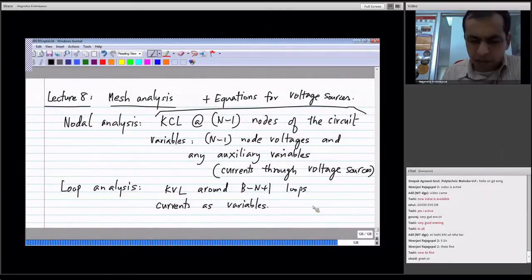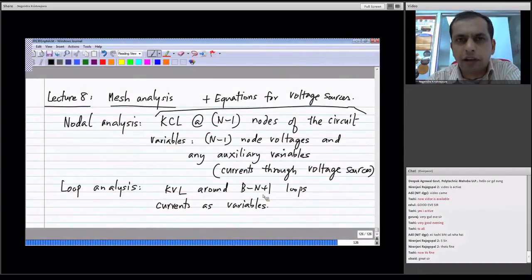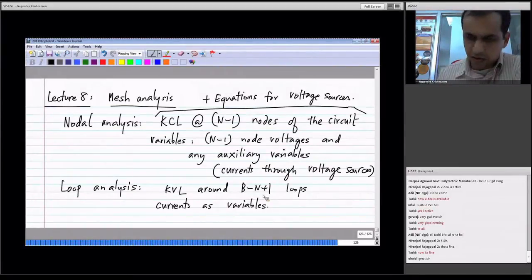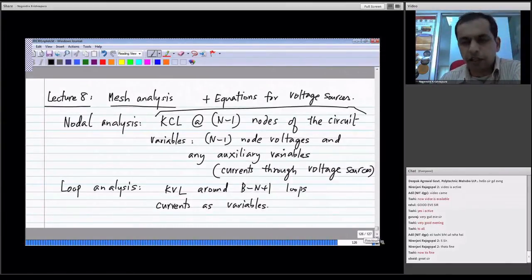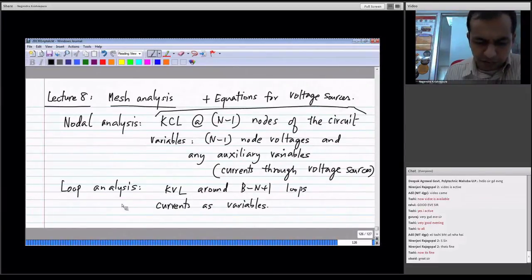Now, this loop analysis, the way it is done is you first identify a tree, then you add each link, that is branches that are not in a tree, to form a new loop, okay. We took an example of this in one of the earlier lectures to figure out how many independent KVL equations are there. You have to first identify a tree and then you add links to the tree to form new loops, and around each loop you write a KVL equation, okay. Now this can be done, and this is a systematic way of doing it. What we will look at is a subclass of this, which is known as mesh analysis, okay. So this loop analysis itself is quite general, okay.